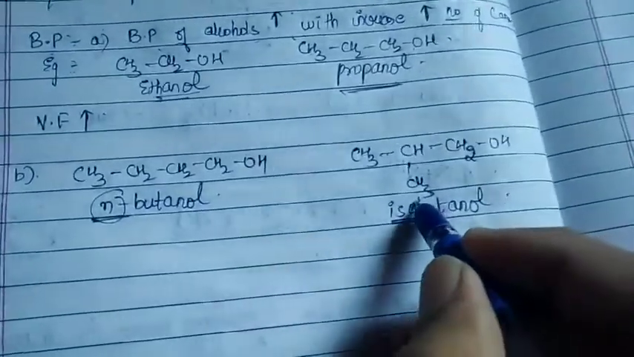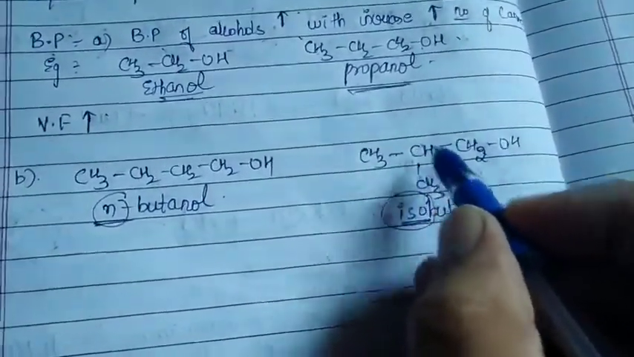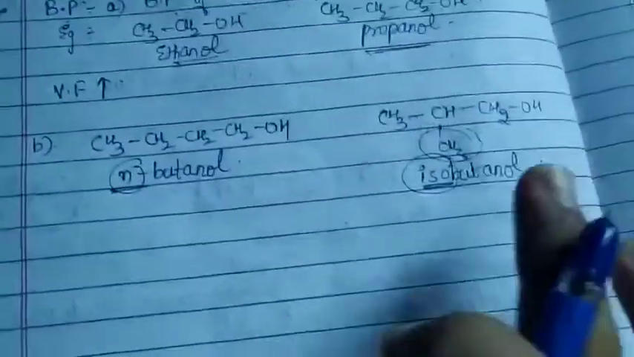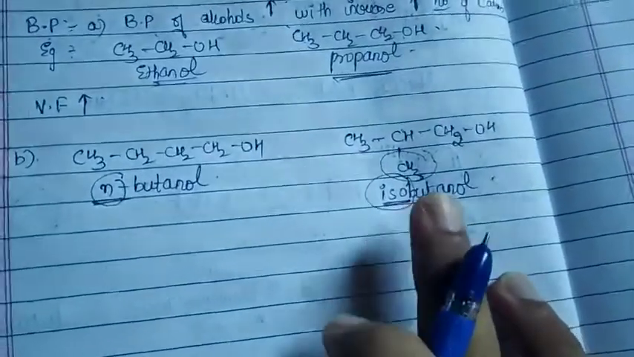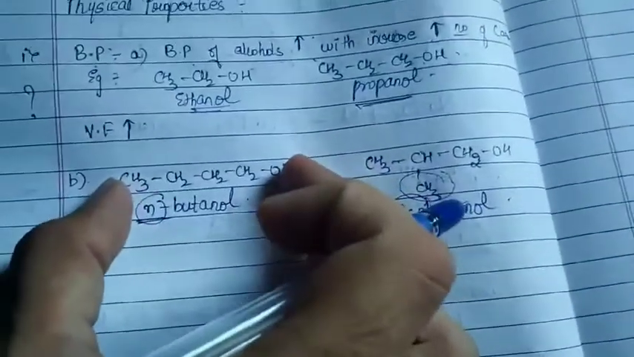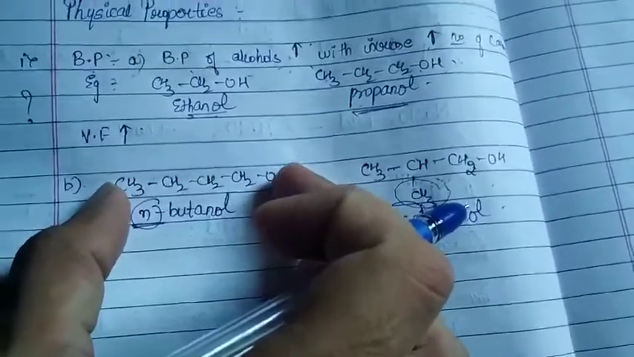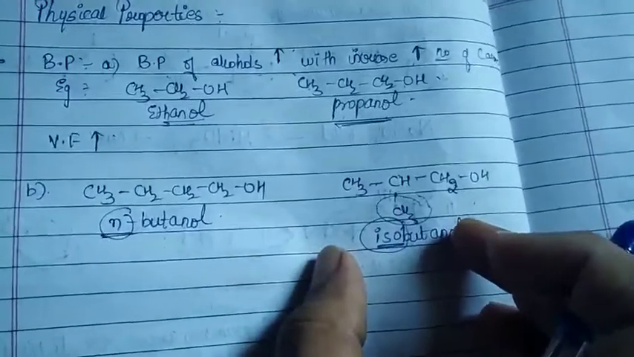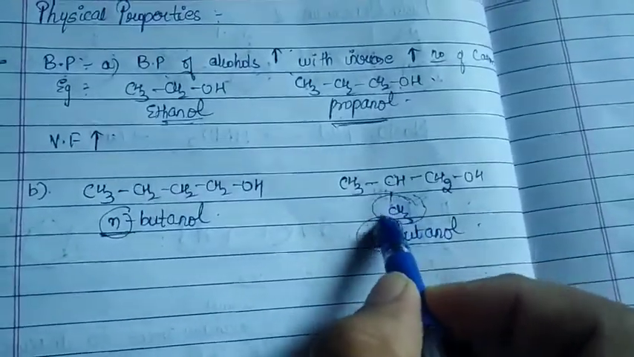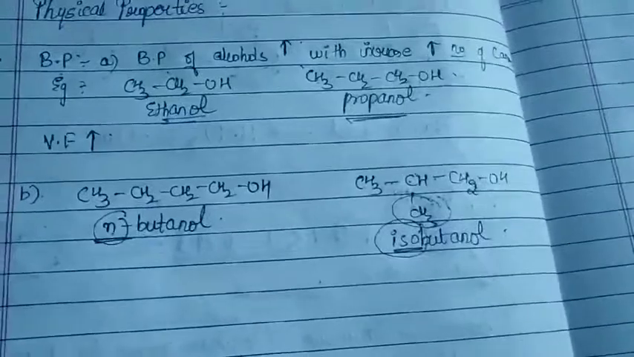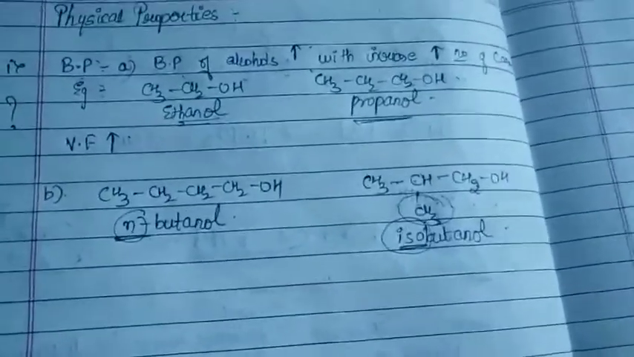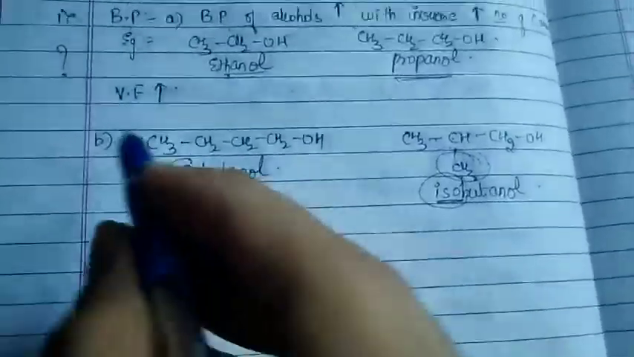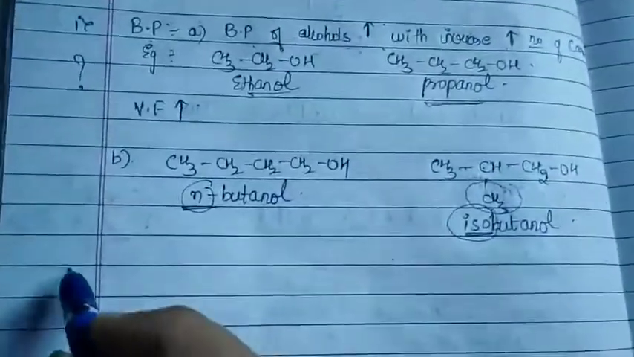Remember, majorly in an iso structure, the second carbon atom will have a substituent which is a methyl group. I repeat, whatever the iso part is, it will be an isomer of the straight chain. And how to write it? Whenever you are writing an iso structure, the second carbon atom should have a methyl group as a substituent. Then we will say that structure is the respective iso compound. So in this case, isobutanol. I'm just giving you an example.